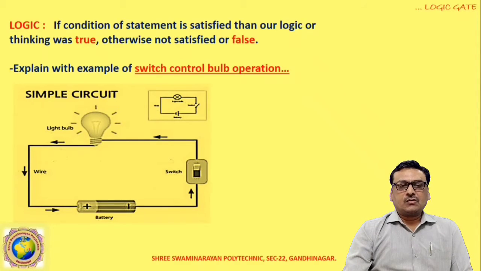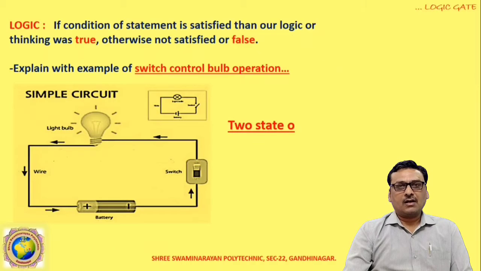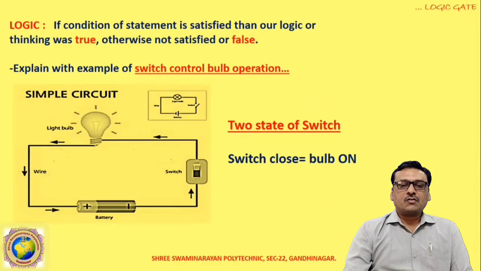Now here are the two states of the switch. How can we say these are the two states of the switch? Because the switch is either in the on or the off condition. When the switch is closed, the circuit is closed and the bulb will be on. In the same way, when the switch is open, the bulb is off.